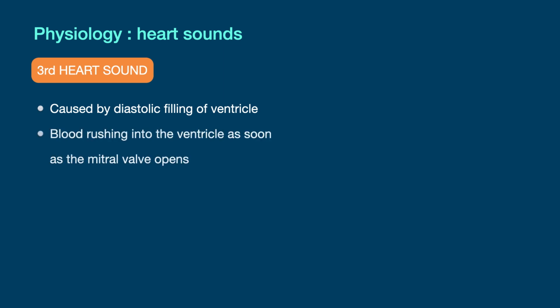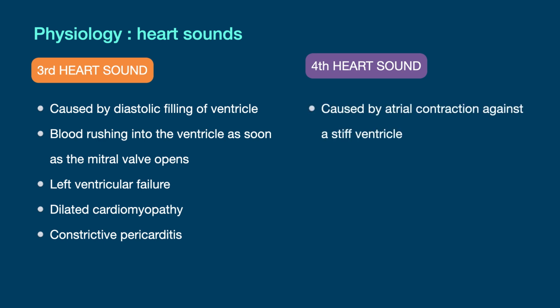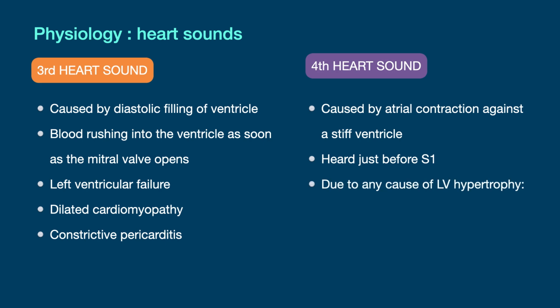Third heart sound is caused by the diastolic filling of the ventricle. As soon as the mitral valve opens, blood rushes into the ventricle causing a splash sound, and it is heard in left ventricular failure, dilated cardiomyopathy, and constrictive pericarditis. The fourth heart sound is caused by the atrial contraction against a stiff ventricle. It is heard just before S1. Occurs with any type of left ventricular hypertrophy, which is caused by aortic stenosis, hypertension, or hypertrophic obstructive cardiomyopathy.